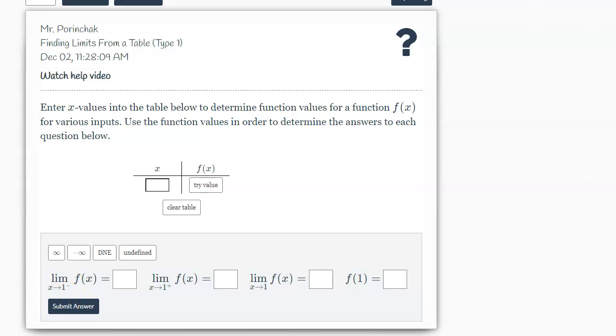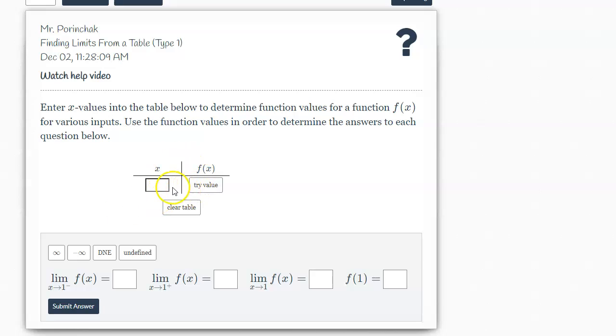It talks about entering X values into the table below. You're creating a table just like we did in class, but they're doing it in a really cool way. It's really easy and it requires no calculator. They want us to find several things at the bottom of the screen here. They want us to find the limit as we approach 1 from the left, the limit as we approach 1 from the right, the overall limit as we approach from both sides, and f of 1.